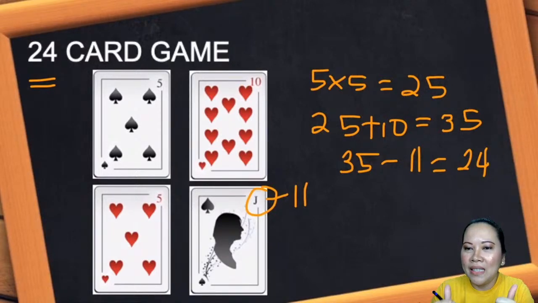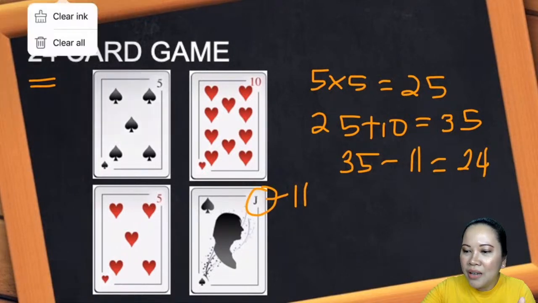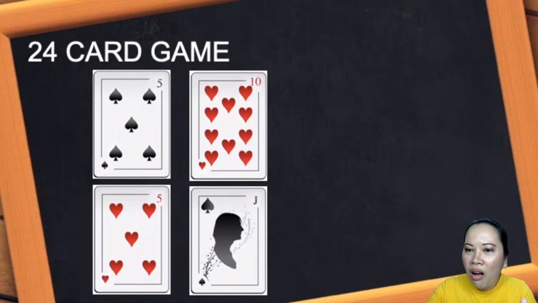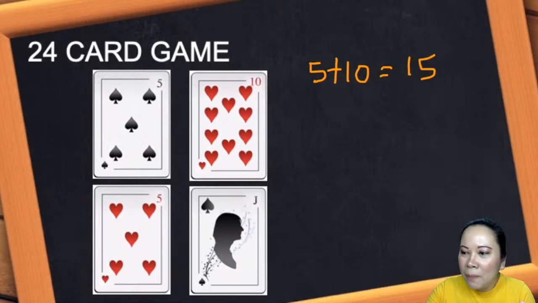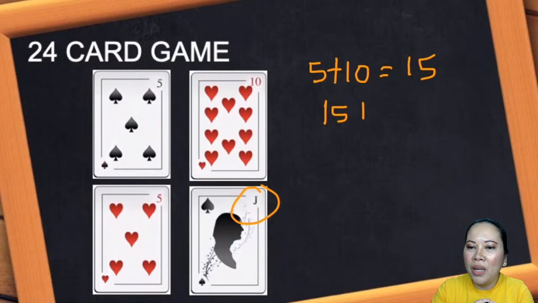However, yes, that's correct. Another answer from Dexine is 5 plus 10 equals 15. Oh, you forgot to use Jack, Dexine. Well done, Bowen. Let's proceed to the next number.